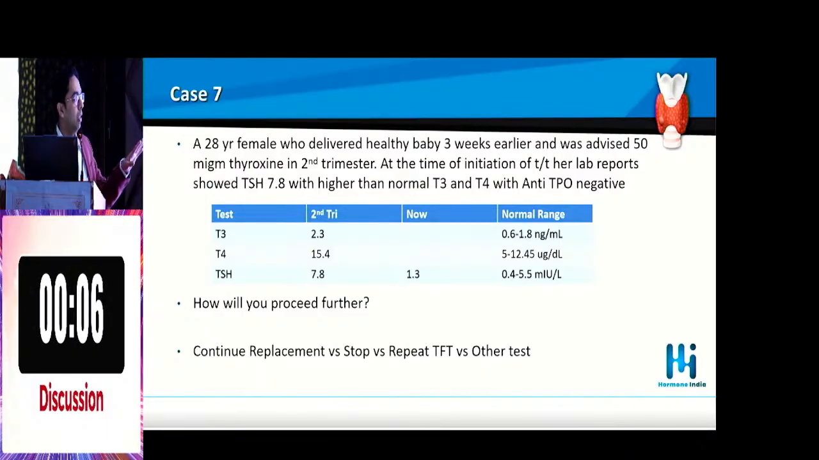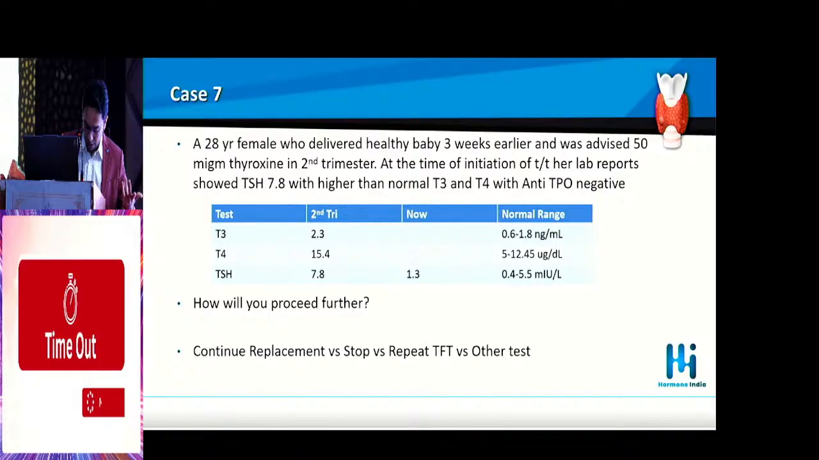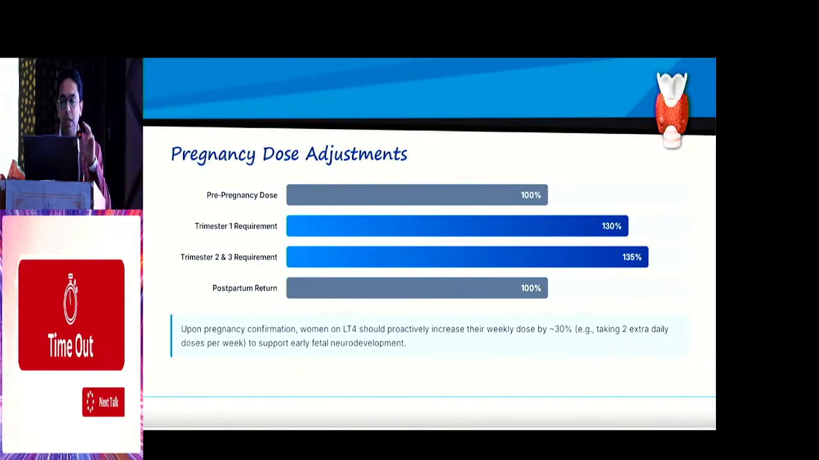So again, the guideline says if the patient is on 50 microgram, you can stop and see if the TPO is negative. Okay, and then if it rises, again we will replace. Most of the patients are okay. That was because of pregnancy, but let us say the patient is planning for further pregnancy, you should be continuing. So pregnancy dose adjustment is usually 30 to 50% dose highest. On Saturday, Sunday you increase to 2 tablets.